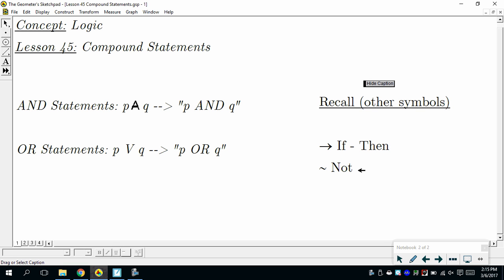And there's a couple symbols too that we've used recently just to remember them because they might come into play. Especially this one here, the squiggly, that's not.